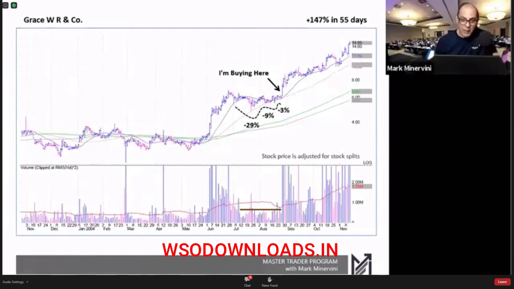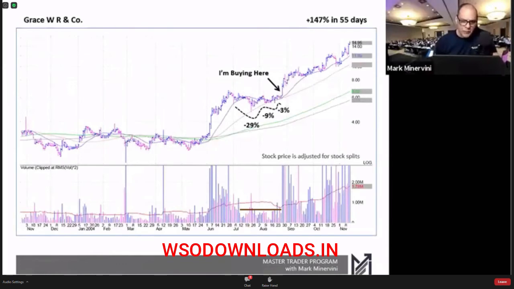So this stock made a very big move in a very short period of time. In 55 days, it went up almost 150%. I didn't get the whole move, but I got a good piece of it during that time. Again, it was very easy to hold. It came right out real strong. It was up like 20% in the first few days, and then it just had a minor pullback.